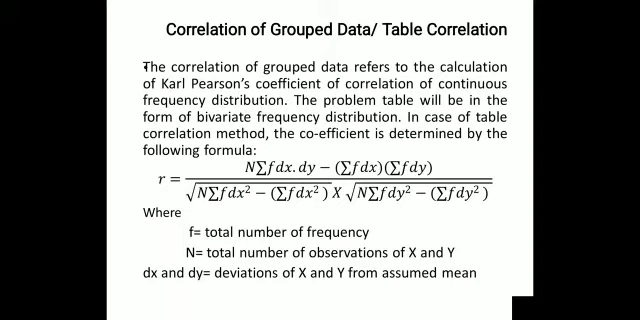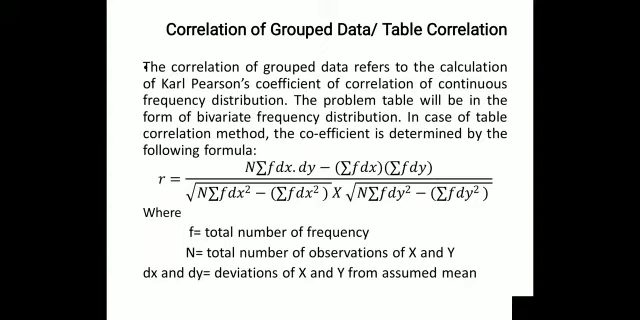Before going to the concept of calculation of grouped data or table correlation, you should remember that this correlation of grouped data refers to those problems which are in the continuous series. So those problems which have the frequency value, all those problems have to be calculated in the grouped data format or table correlation format. The correlation of grouped data refers to the calculation of Karl Pearson's coefficient of correlation of a continuous frequency distribution. This table will be in the form of a bivariate frequency distribution table.